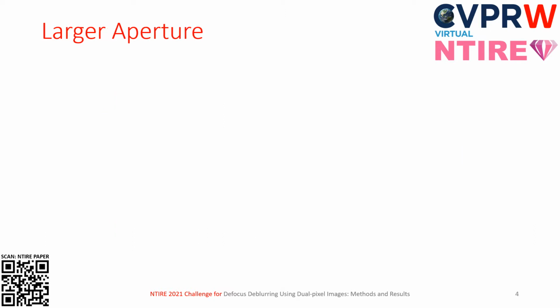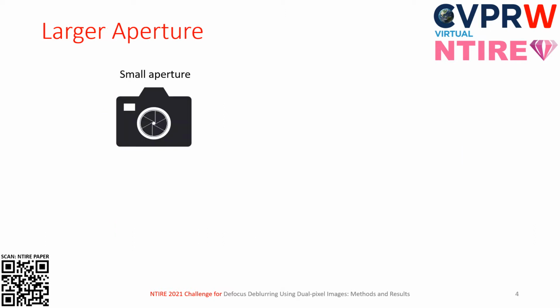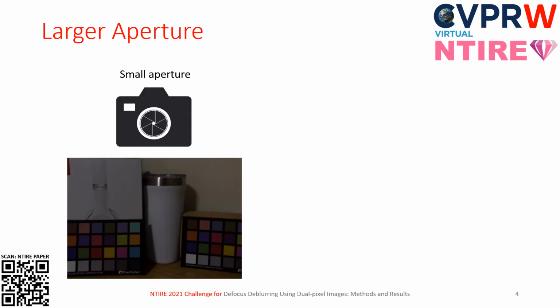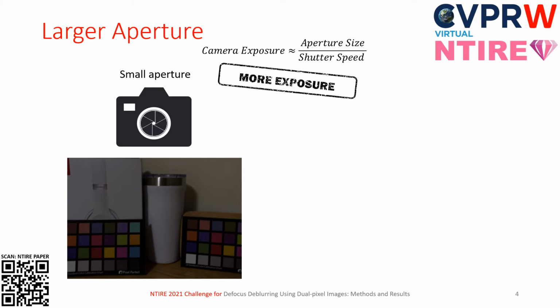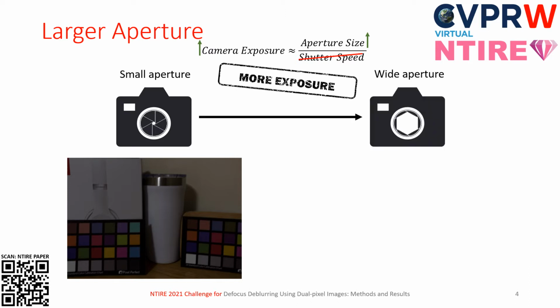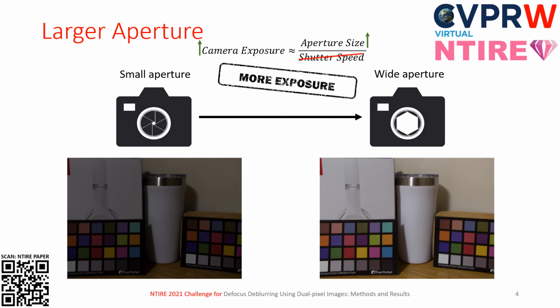Let's take our first use case of a larger aperture. In this case, you have a dark scene under low light conditions, and you capture the scene with a small aperture. Then this will be the result. So what you want now is more exposure to get a properly exposed image. To do so, let's assume the shutter speed is fixed to avoid motion blur. Then you have to go with a wider aperture to get more exposure. And by capturing the image with a wider aperture, you get this nice and properly exposed image as shown here.